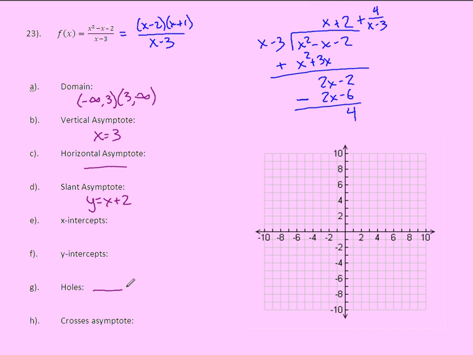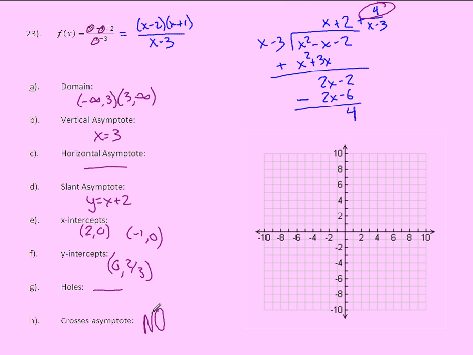no holes. X-intercepts: the top equals 0, so that means I have 2 comma 0 and negative 1 comma 0. Y-intercept is when I plug in 0 for everything. When I do that, I'll end up with negative 2 over negative 3, which is positive 2/3. And then last one, does it cross? Well, it only crosses when my remainder equals 0. Well, 4 cannot equal 0, so no, it should not cross here.